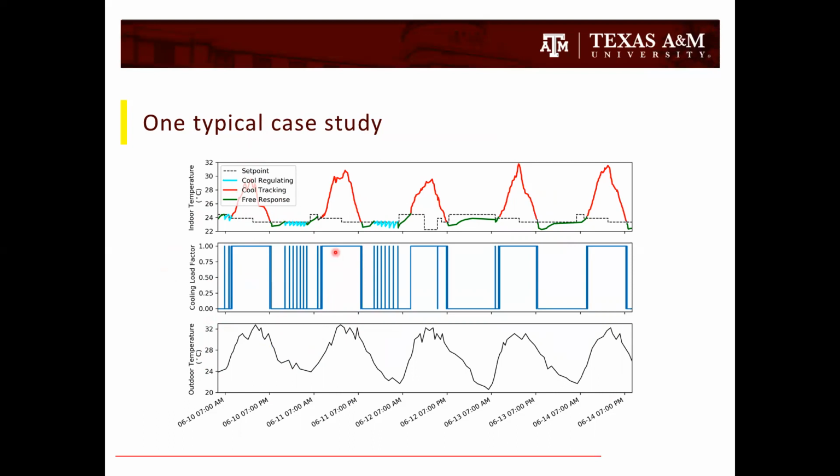Typically, every day, the system operates all the time from sunrise to sunset until the outdoor temperature drops below 26 degrees Celsius. It works very little during the night because the cooling set point is above the outdoor temperature and the house is cooled passively by the ambient environment.